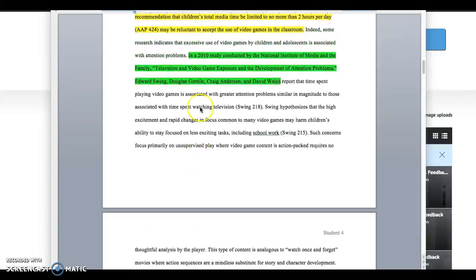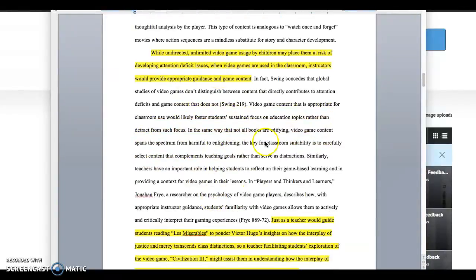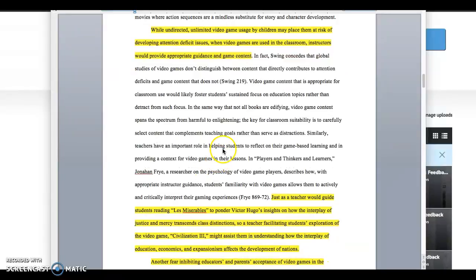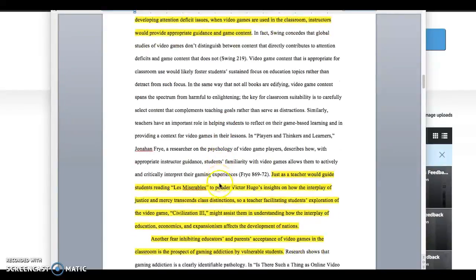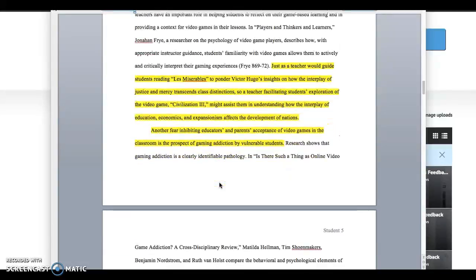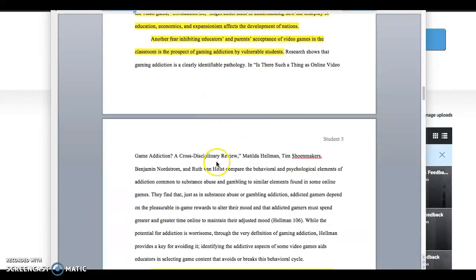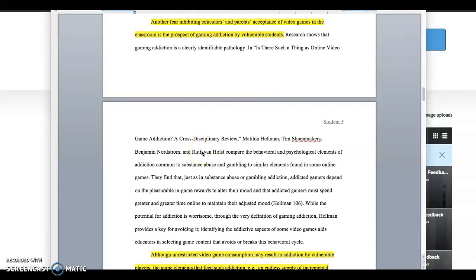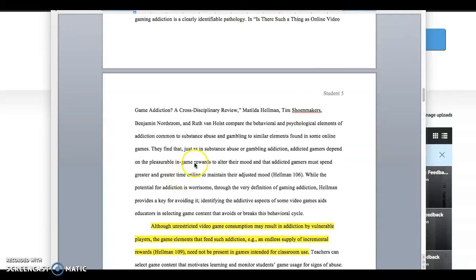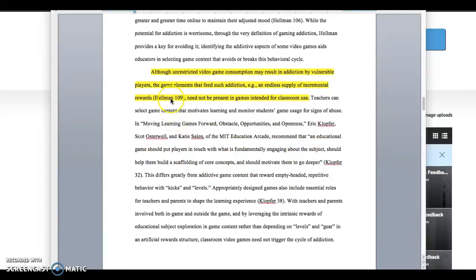So, introduction of an opposing view in a paragraph, refutation and contention against the opposing view, remaining argumentative, and using a source to support his argument as well. Then he gets to his second opposing view. Another fear inhibiting educators' and parents' acceptance of video games in the classroom is the prospect of gaming addiction. So that's something that people would be concerned about. And again, he gives some credibility to that opposing view with the source and explains that just a little bit. And then here's his contention again in a new paragraph.